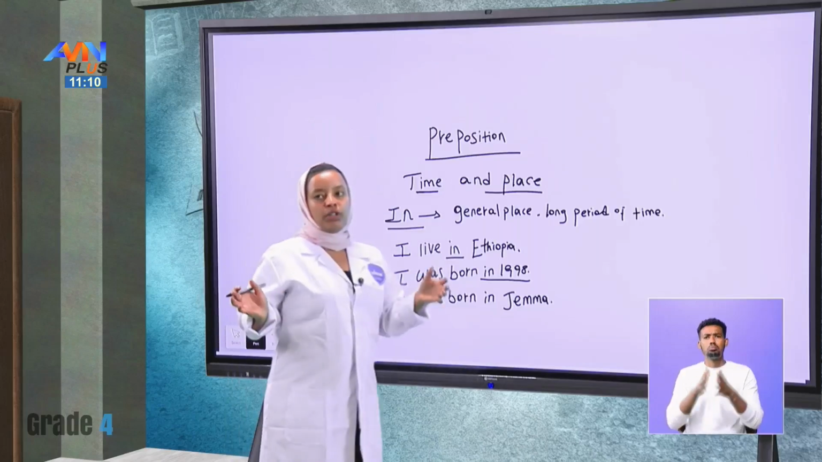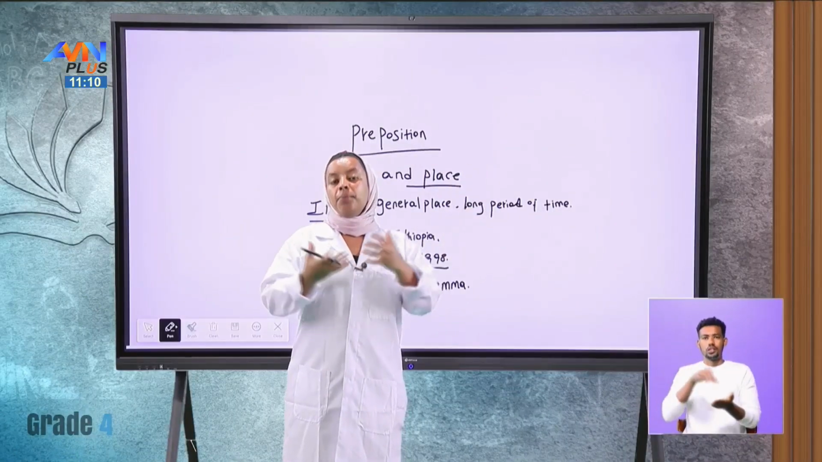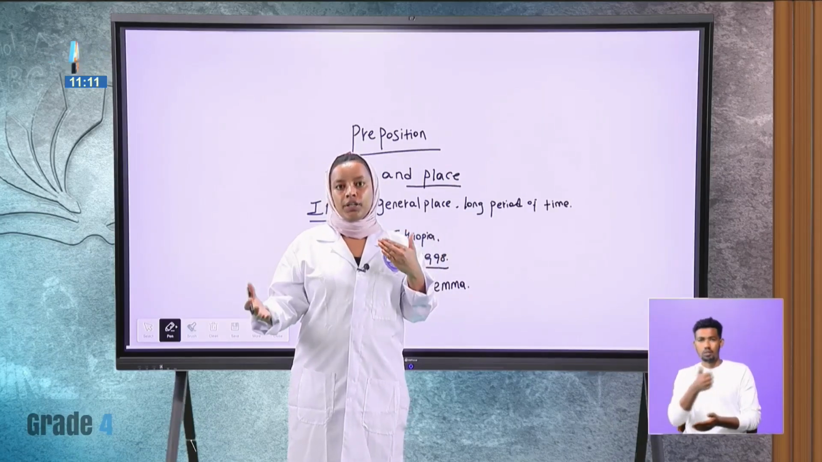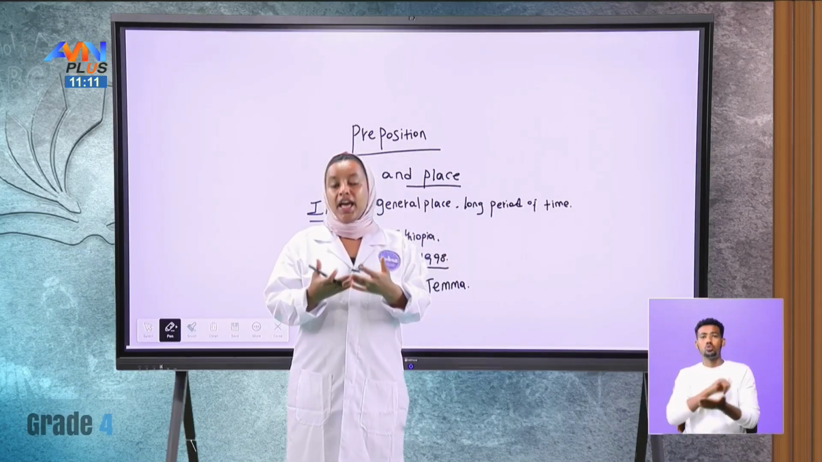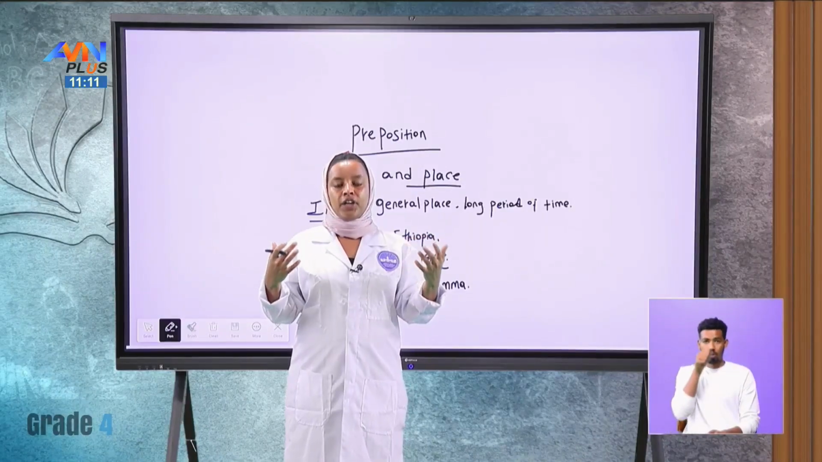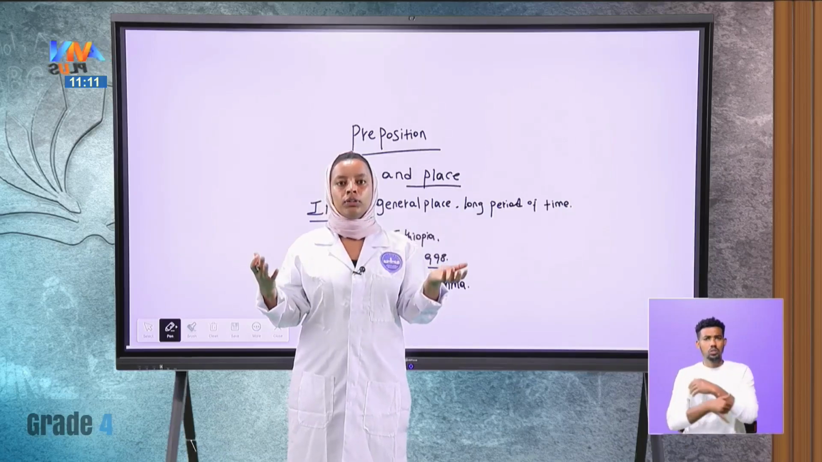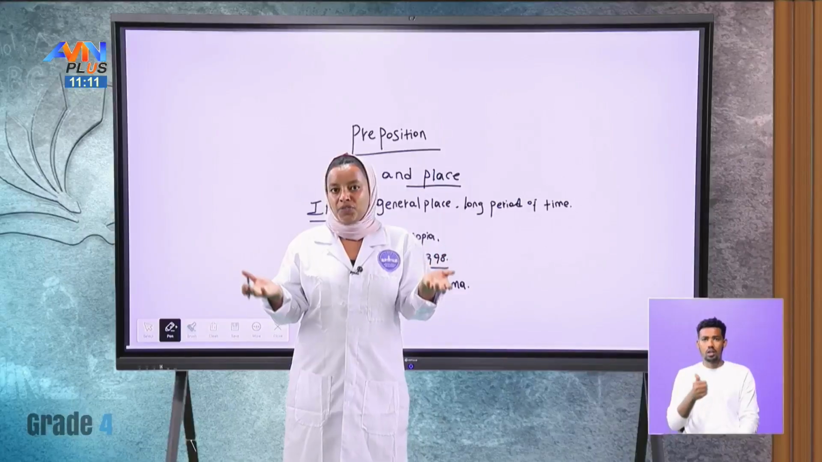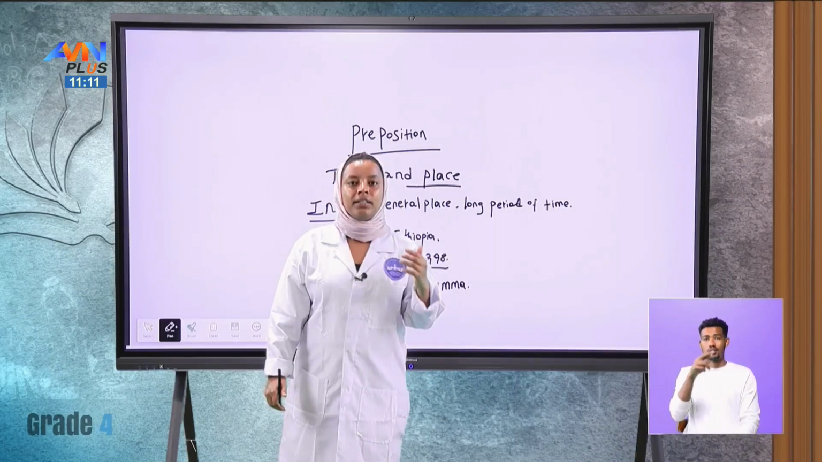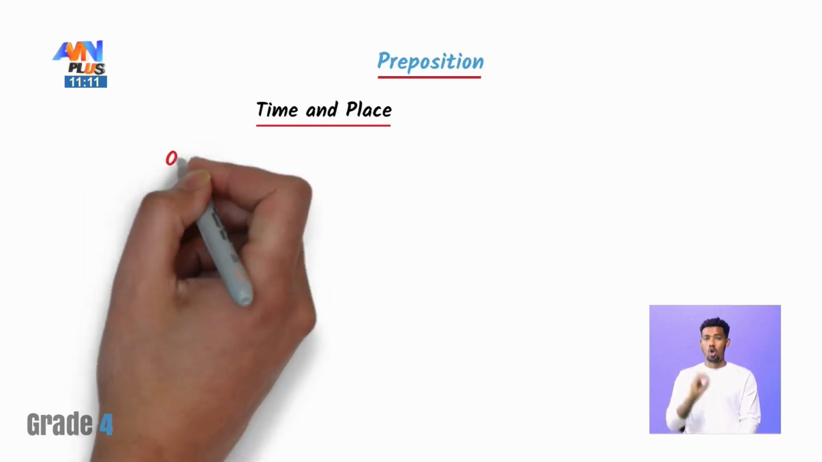When we come to in, we can use it for large cities, continents, and big cities also, like Addis Ababa, New York, London. And also to show countries like Ethiopia, America, and continents like Europe, Africa. And also to show longer periods of time. Let us keep going with on.